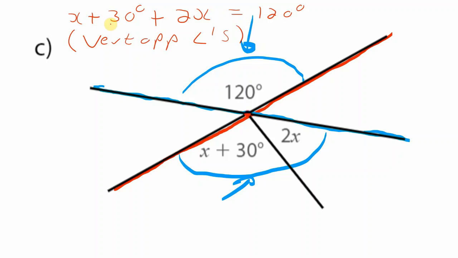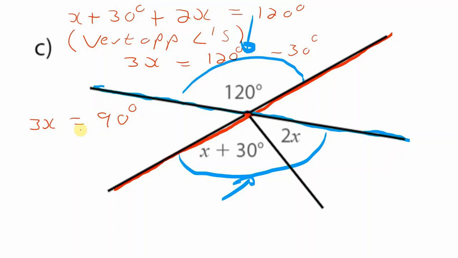Strategy: get the variables on the one side, get the numbers on the other side. So we have x plus 2x, so we have 3 x's if we add them together, equals 120 on the correct side, the other side, but this 30 is on the wrong side, it's a plus, it swims across, it becomes a negative 30. So in fact we have now 3x equals, we have 120, we give away 30, we have left 90 degrees.